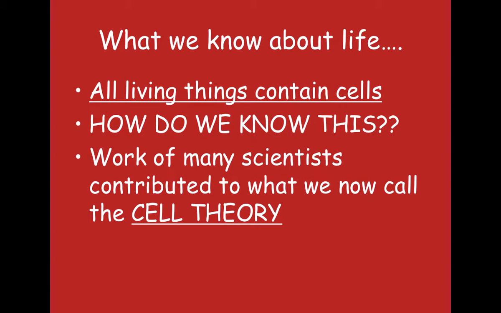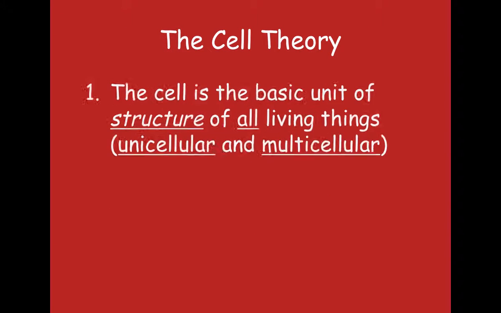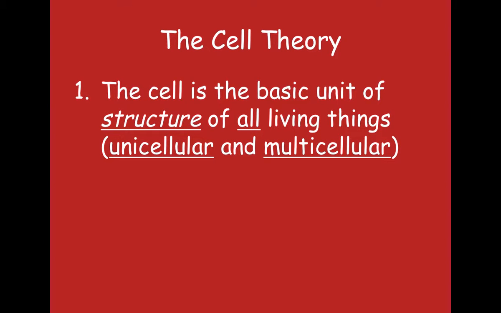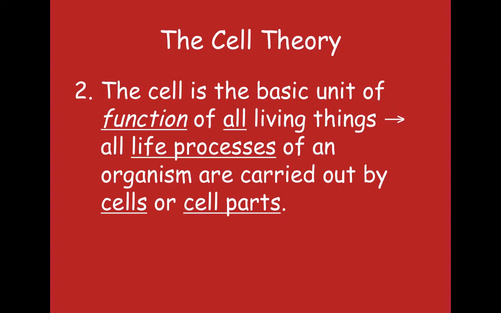The cell theory basically states that the cell is the unit of structure of all living things. So in order to have life, whether you're unicellular or multicellular, you have to have a cell structure. It also says that the cell is the unit of function of all living things. So in order to function as life, you have to have a cell. All life processes in an organism are carried out by the cell, whether it's working alone or working together with other cells, or by the cell parts, the organelles.